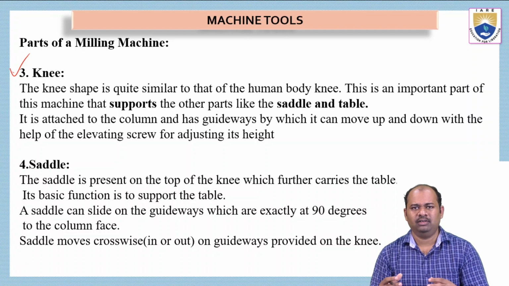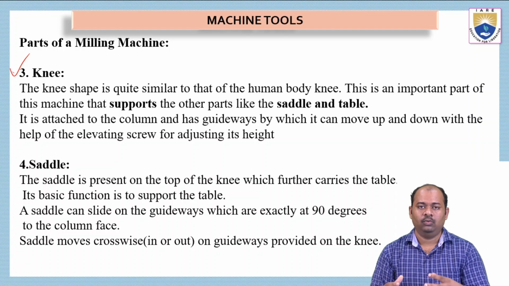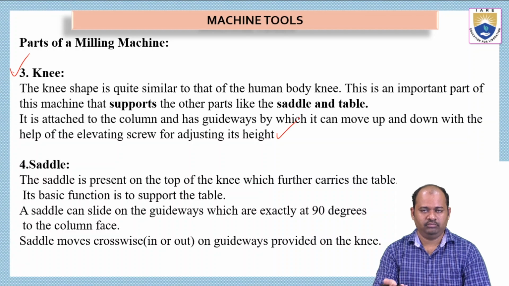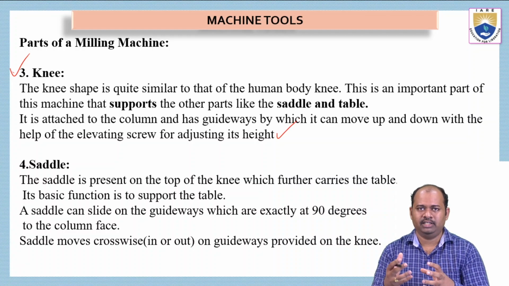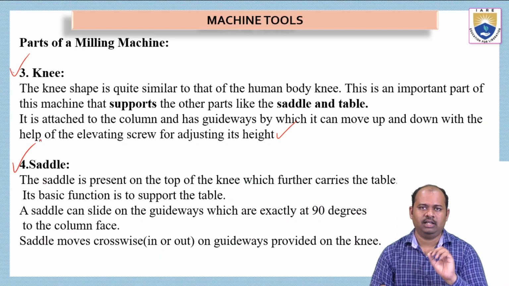Depending on the size of the workpiece on which we are working, we can actually move this saddle and we can lock it at some point on the guideways. So this is for the adjustment of height. Different adjustments can be possible on the knee. And then we have the fourth part, that is the saddle.